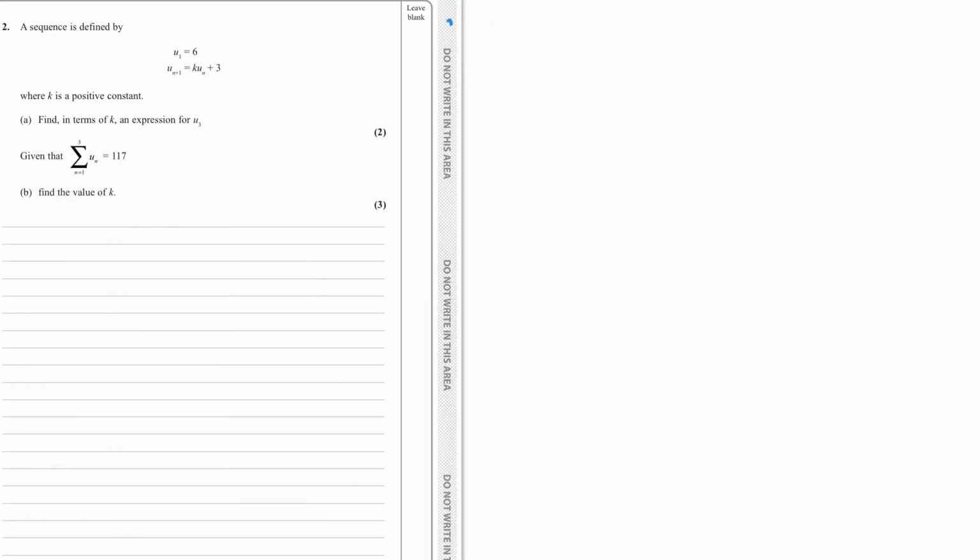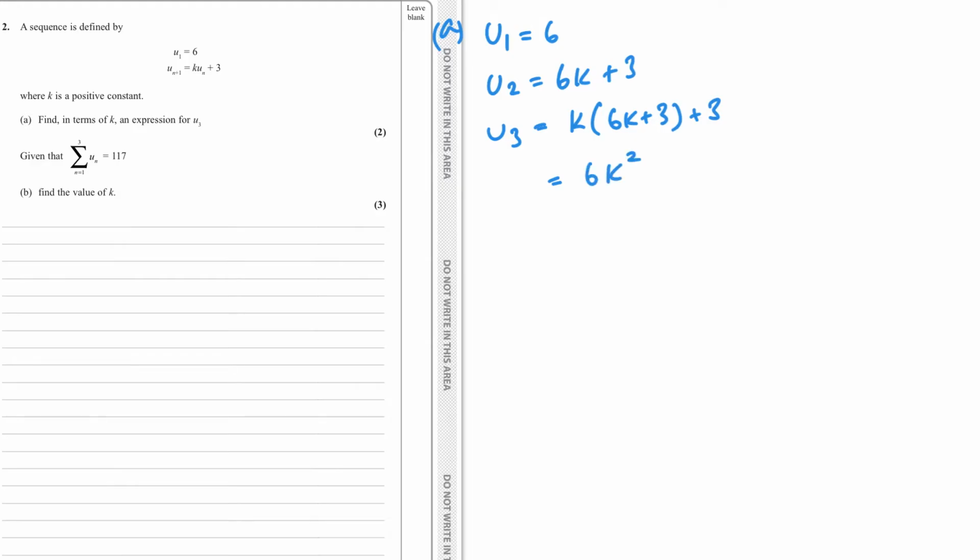So here for part A we have u1 equals 6. That means u2 is going to be 6k plus 3, and u3 will be k times 6k plus 3 plus 3, which we can see is 6k squared plus 3k plus 3.